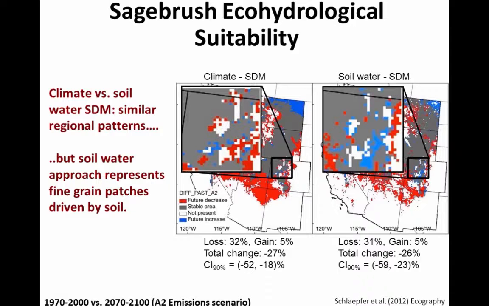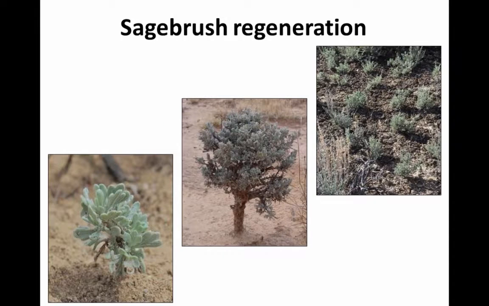So, I'll return to where we're heading with suitability in a moment, but first I want to talk a little bit about what we've done with sagebrush regeneration. In just about all water-limited dry systems, especially for woody plants, regeneration is a major challenge. It's typically something that doesn't happen very often. It requires unusual conditions to allow the plant species to germinate and survive.